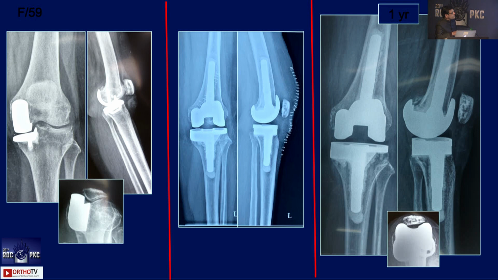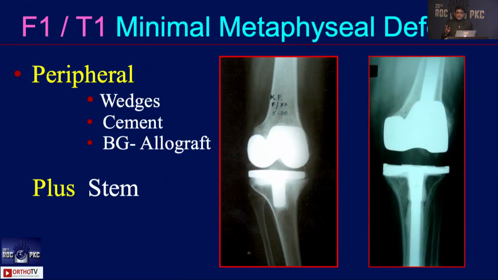I use a cemented stem. This is a different implant, and therefore there is an extra stem put here, on the femoral side and on the tibial side. Unis don't need a stem on the femoral side, but tibia almost always.